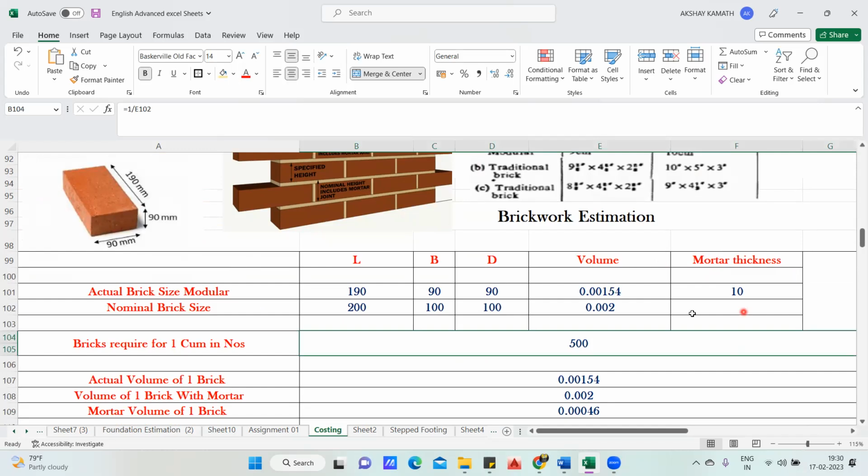You also have to prepare it on your own. Again, I'll not teach you. First, I've written actual brick size. We call this the modular size of the brick also, where length is 190, breadth is 90, depth is 90. So again, this is a standard brick which is available.